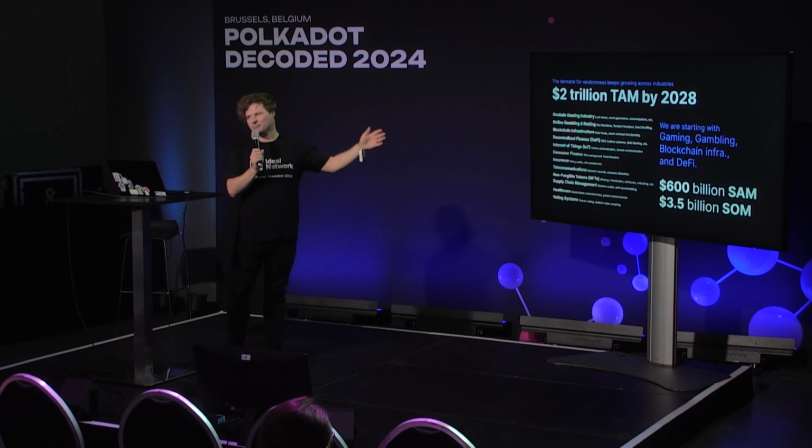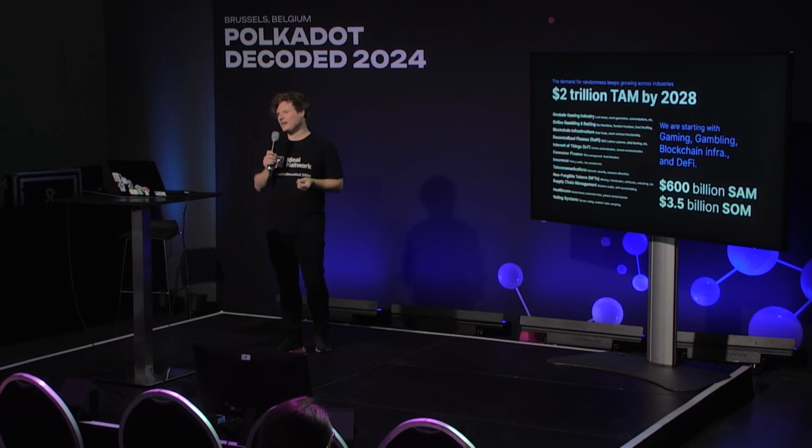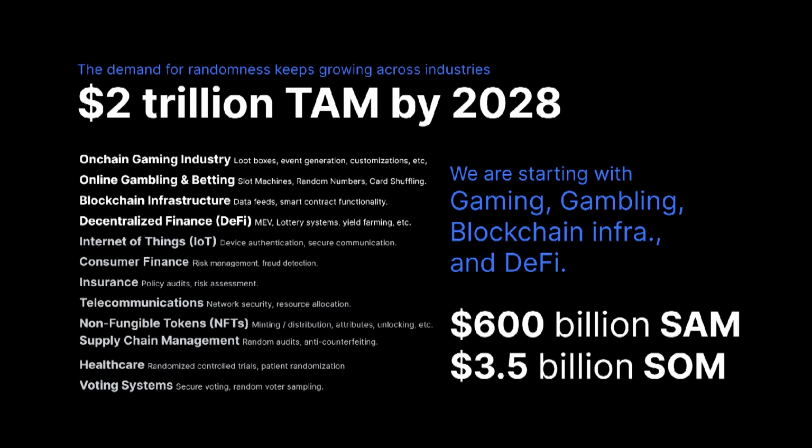So according to Fortune Business Insights, by 2028, we estimate that the need for secure randomness will reach a $2 trillion total available market. And that's because, as you can see, it touches nearly everything. Everything we do online needs randomness. In the Web3 space, we see it in gaming to enable fairness, in DeFi, gambling, betting, and especially in voting and governance. Beyond that, there's IoT, as I just mentioned, but also telecommunications, messaging, healthcare, pretty much everything. Without it, everything can be exploited.